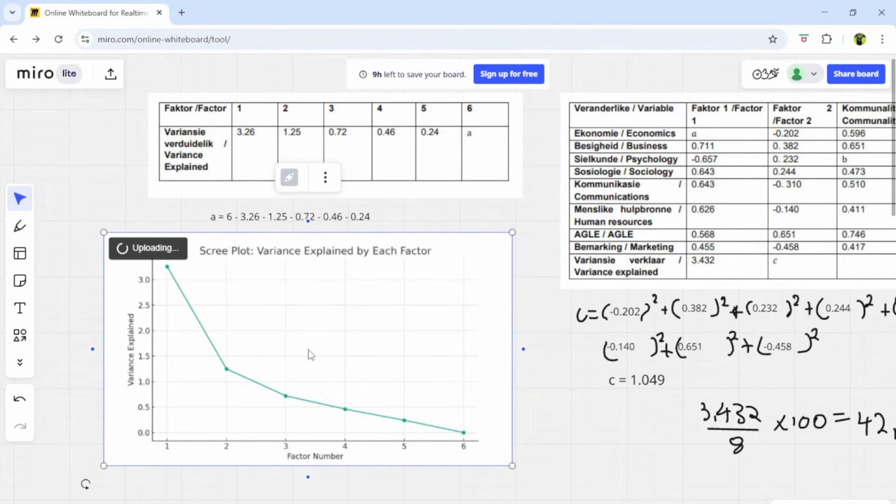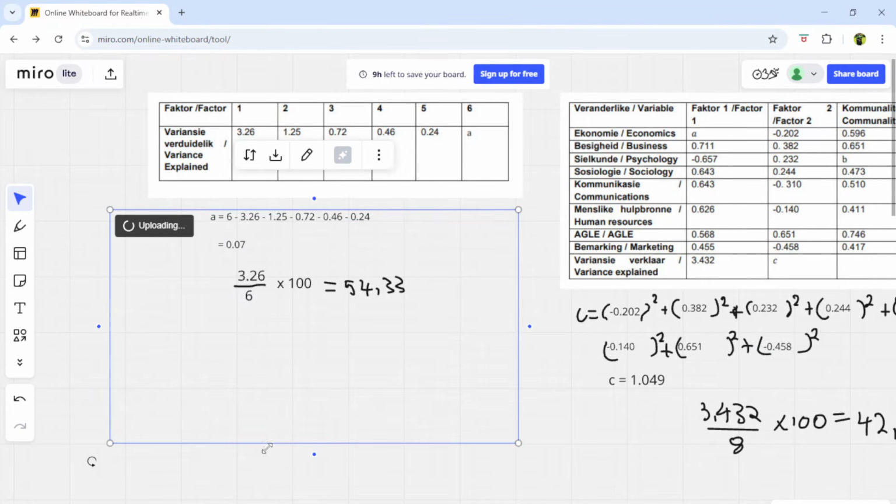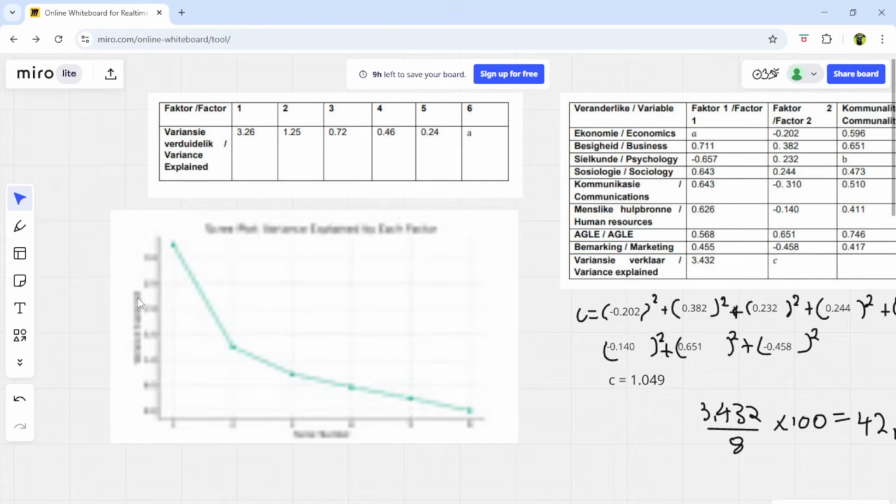A Scree plot is something that looks like this. It has the variance explained on this side, and then you have the factor number on this side. As you can see here, we have 6 factors, 1, 2, 3, 4, 5, 6. The first factor was 3.26. As you can see, this is 3.0, so 3.2 will be above that, so that is the point there. For the second factor, 1.25, this is 1, this is 1.5, so 1.25 will be in the middle, and so on and so on.